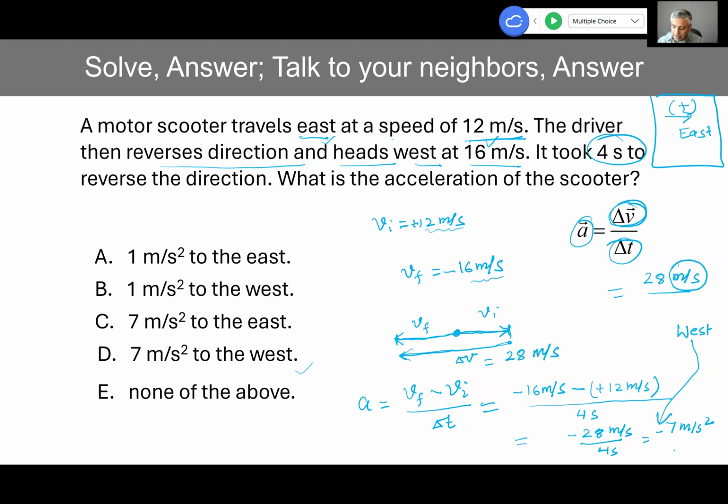So when there are numbers, you may be able to find acceleration without drawing it, but there may be questions where there may not be numbers. So even if there are numbers, sometimes it may be difficult. So I have another example here. Next. And by the way, did I choose the correct answer? Yes, I did.